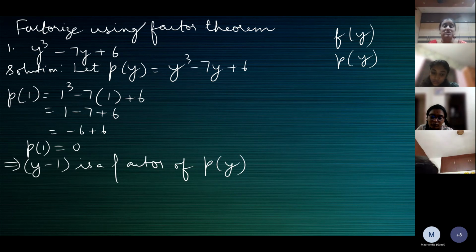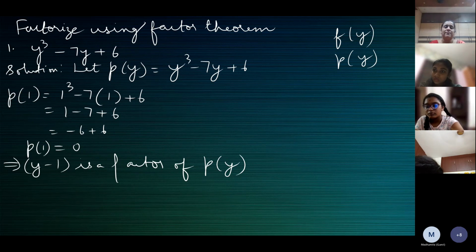The zeros can be fractions also. But the polynomial given to you will have an integer 0. So either P of 1 will be 0 or P of minus 1 will be 0. If it is not, then you should try P of 2, P of minus 2, until you get the value of the polynomial as 0.